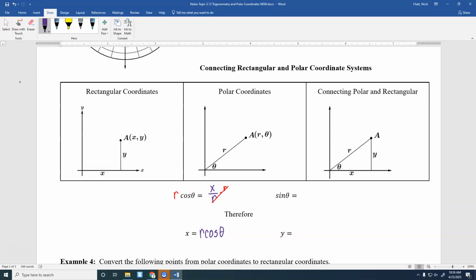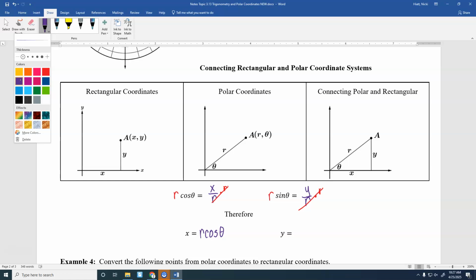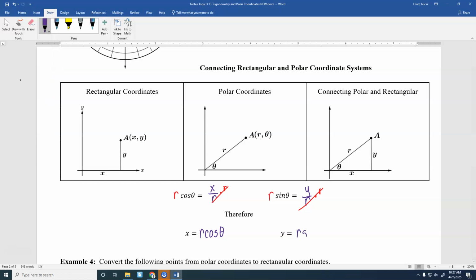Sine is similar. Sine is opposite over hypotenuse, so that's going to be y over r. If I do the same thing there and multiply both sides by r, I would just have that y equals r sine theta. So polar coordinates can be converted to rectangular coordinates and vice versa.